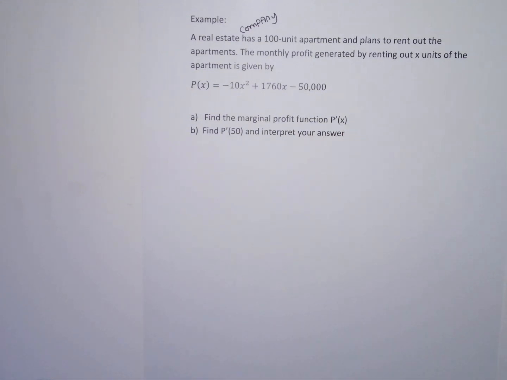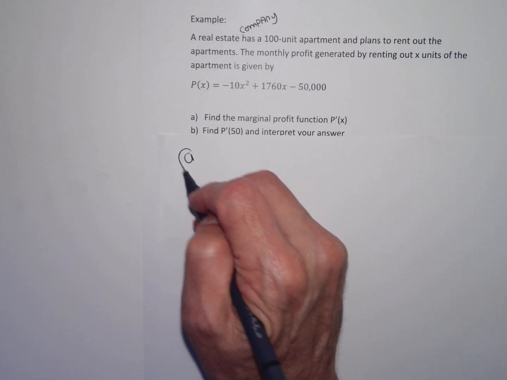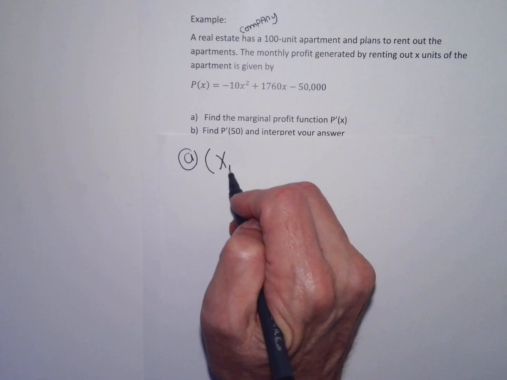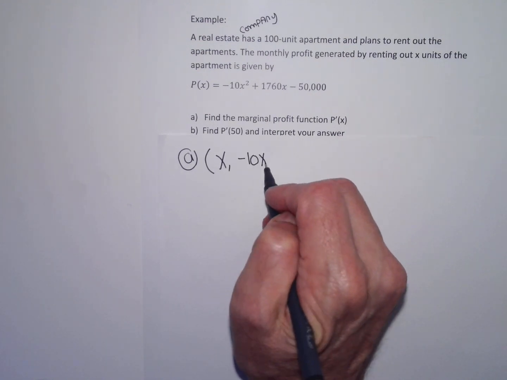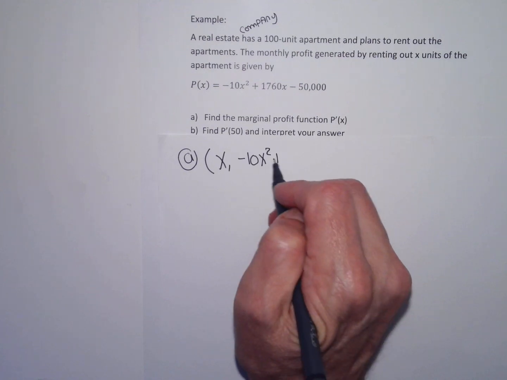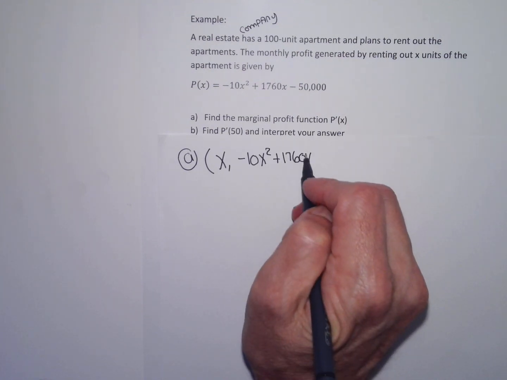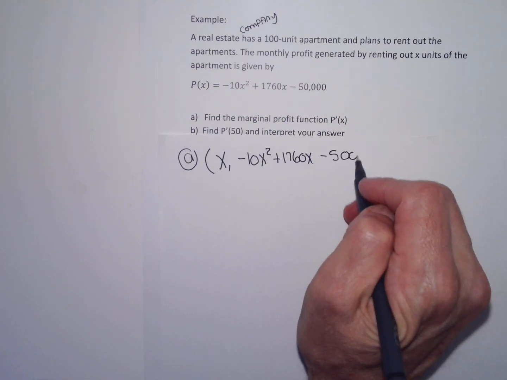The marginal profit function is simply the derivative of the profit function. So how do I find the marginal profit function? Well, I find the derivative. I need to create 2 points. So for part A, one of my points is going to be x for its x coordinate, and the right-hand side of the function, negative 10x squared plus 1760x minus 50,000 for its y.